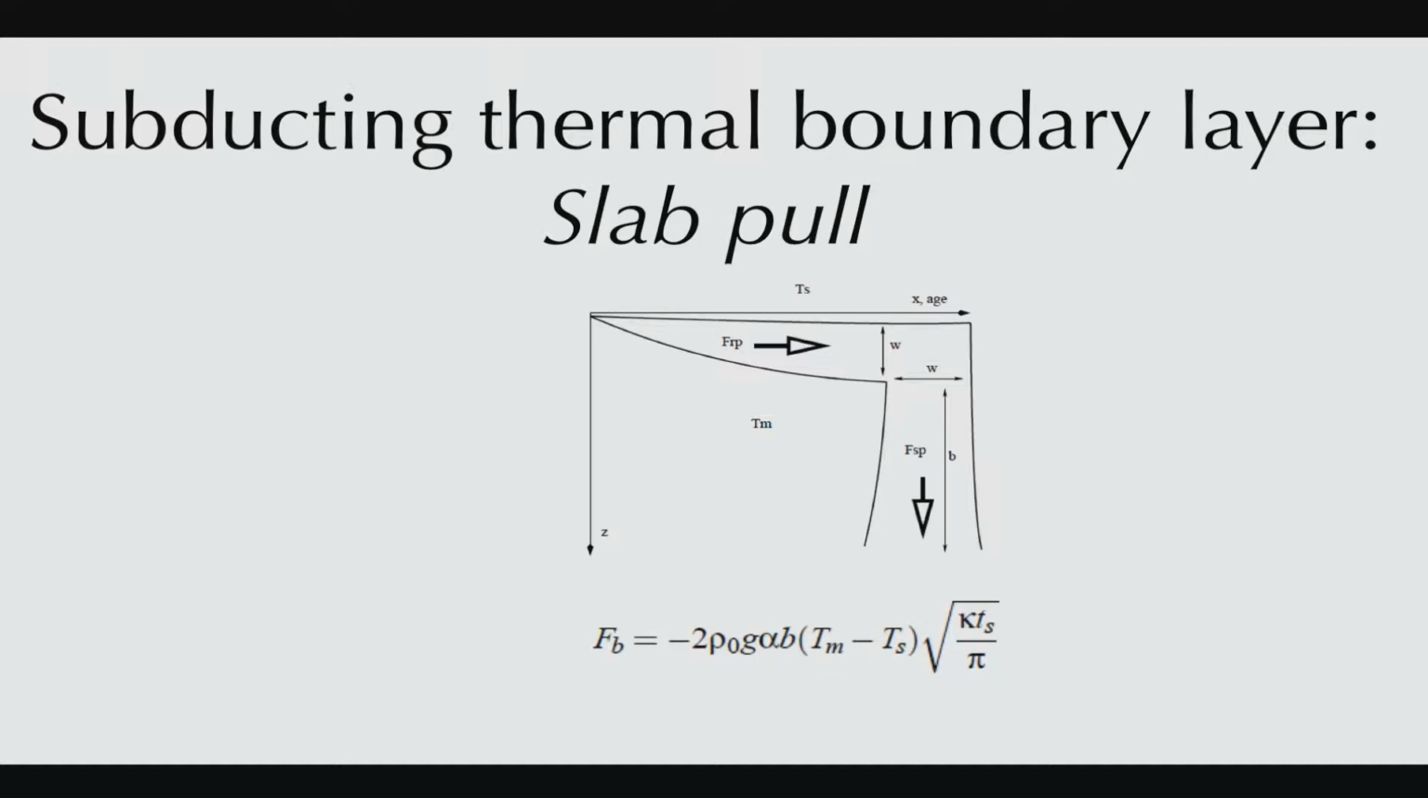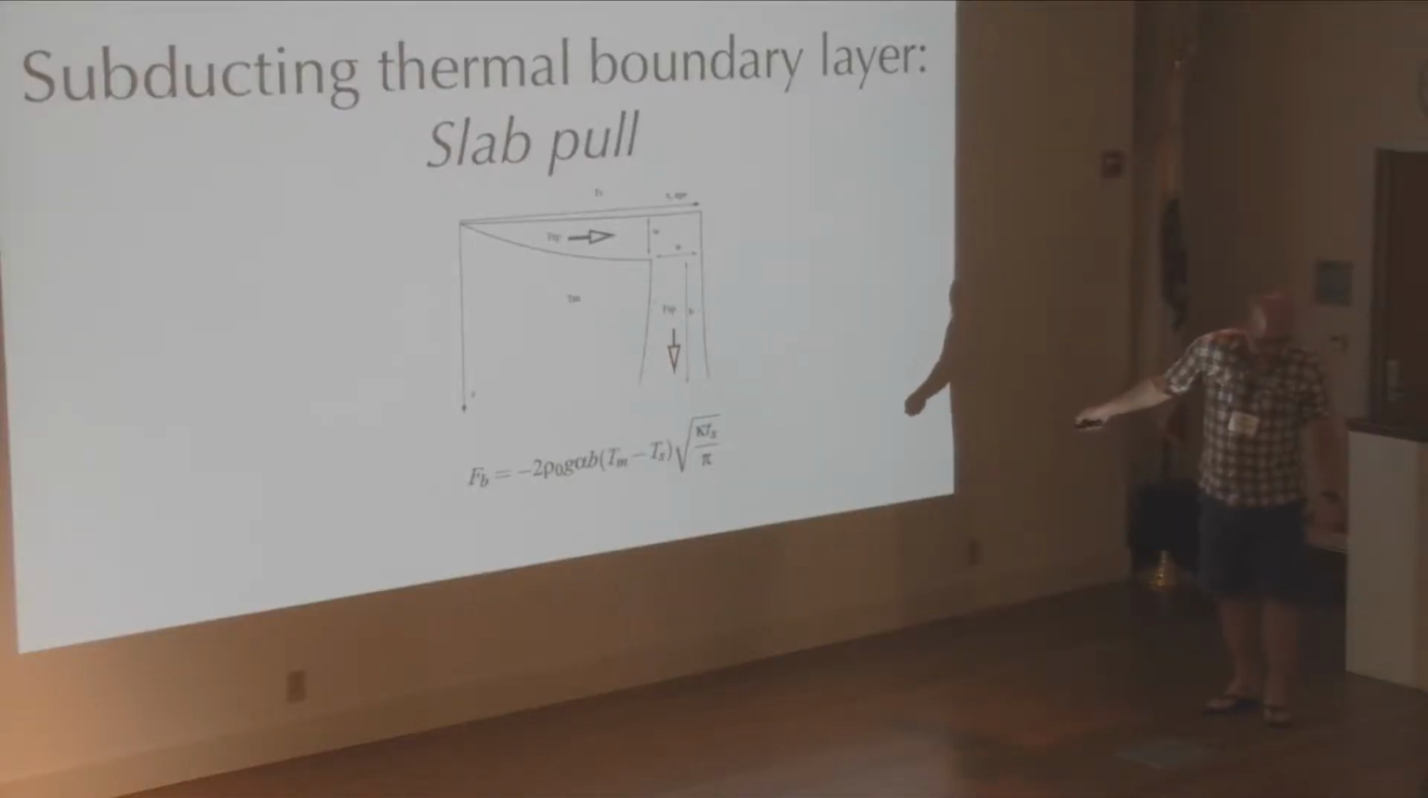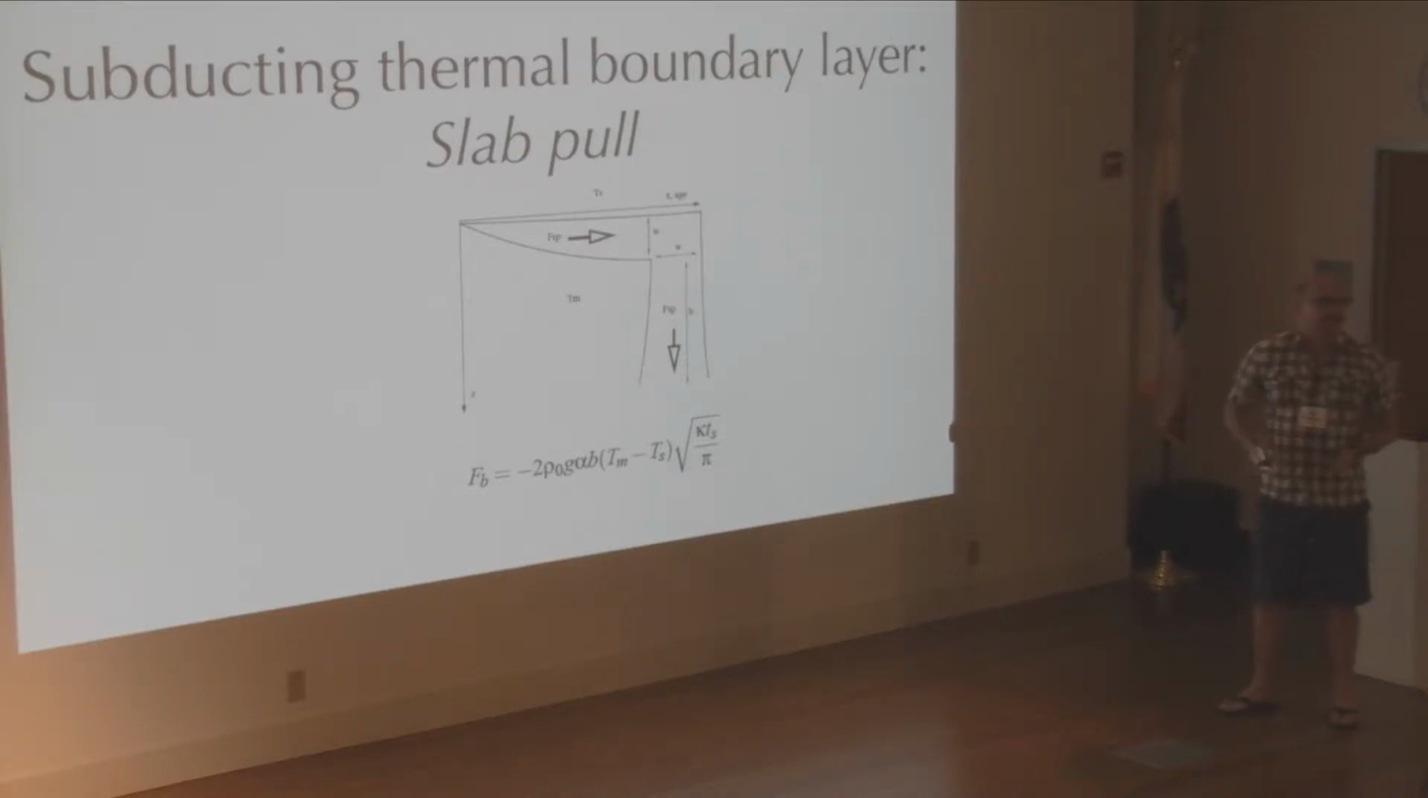We can also take this boundary layer and ask, well, what happens when the boundary layer actually goes down? If we integrate over that part of the boundary layer, just this part here, where we know what comes in from the half-space cooling, we get another equation that tells us the force, expressed as the temperature difference between the surface and the mantle, the thermal expansivity, the length extent, and the depth of the slab. Then again we have this equation to do with diffusion, and that gives us slab pull.